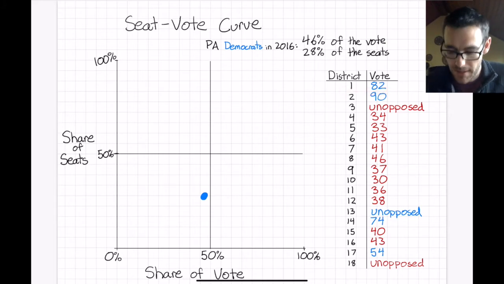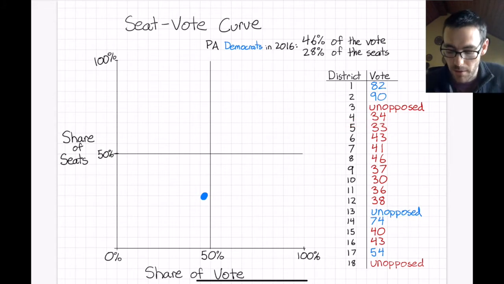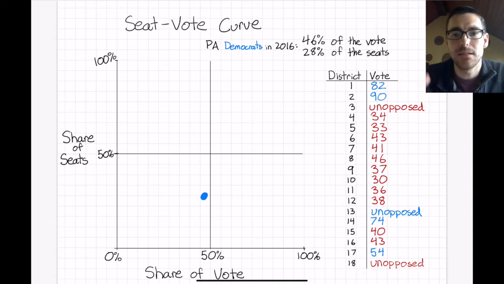So let's imagine that in District 1, the Democrat won with 83% of the votes. District 2, the Democrat won with 91% of the votes. In District 4, the Democrat lost, but this time earned 35% of the vote, etc. We're adding 1 to this column. Well, that's not going to flip any of the districts. None of these results are going to change. None of these numbers are going to surpass 50 if we only add 1.